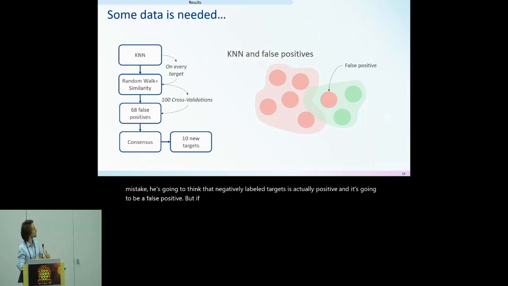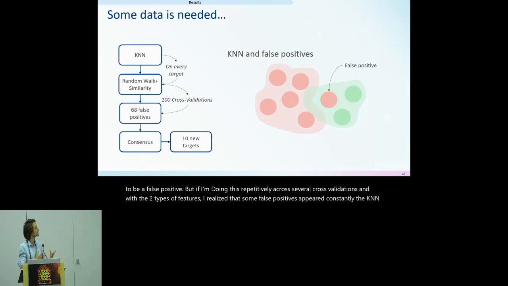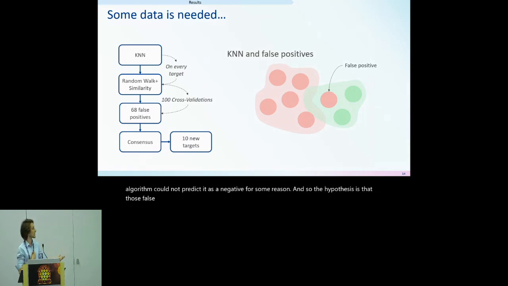But if I'm doing this repeatedly across several cross-validations and with the two types of features, I realized that some false positives appeared constantly. The KNN algorithm could not predict them as negative for some reason. And so the hypothesis is that those false positives were not supposed to be labeled as negative and were my real predictions. Obviously, if I labeled at first my positive targets as positive, the others are in fact truly unlabeled. And so this was the way of finding, across the unlabeled targets, the ones that had the most chances of becoming true positives. And so doing that, I obtained 10 new targets to be validated.